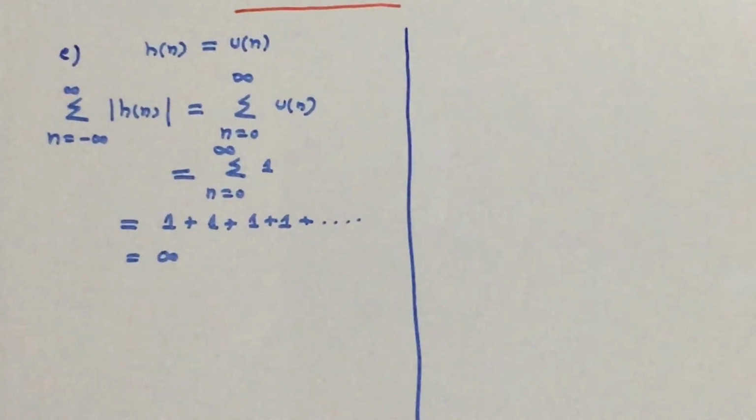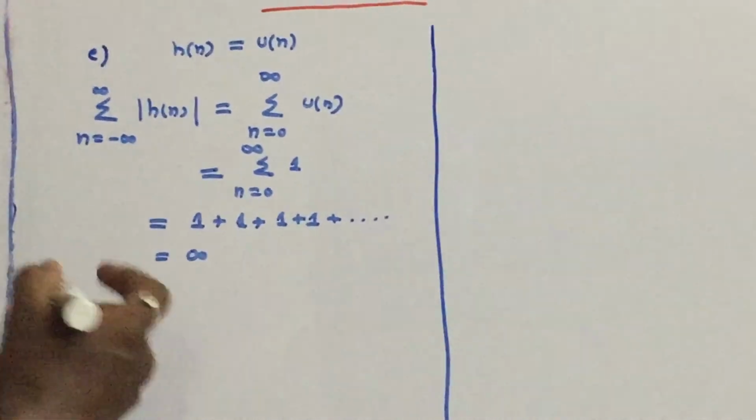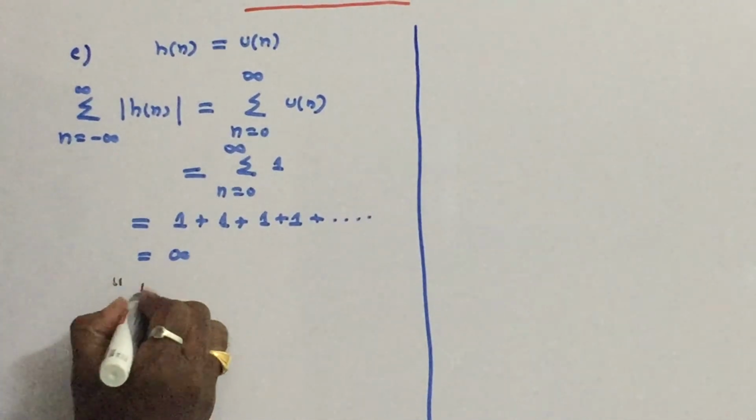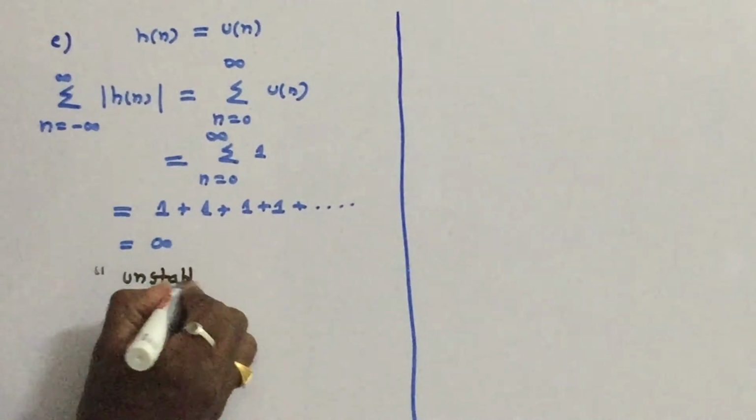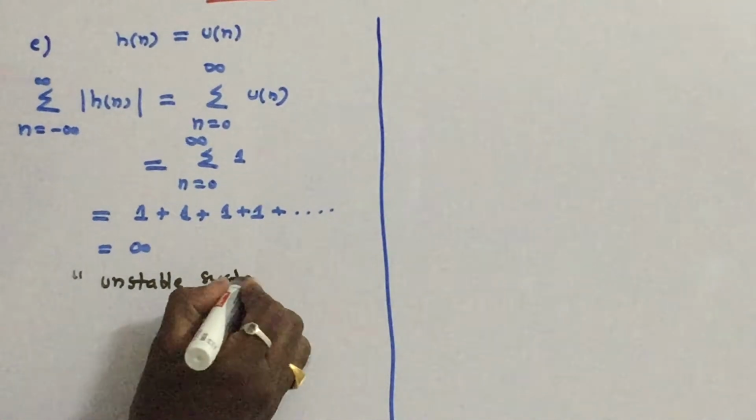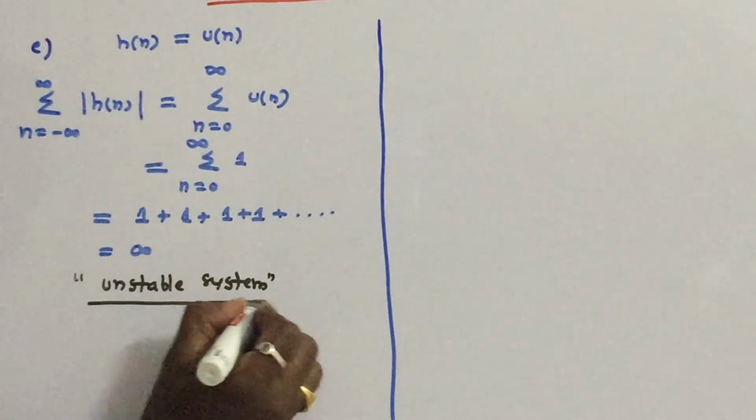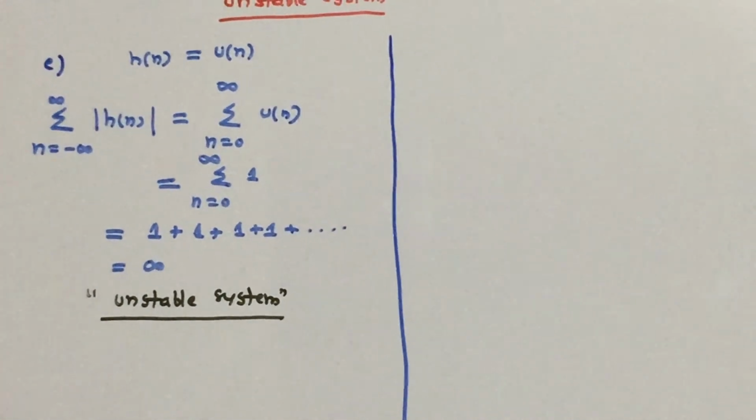what is the result? The result is infinity. So therefore, what kind of system is this? This is said to be an unstable system.